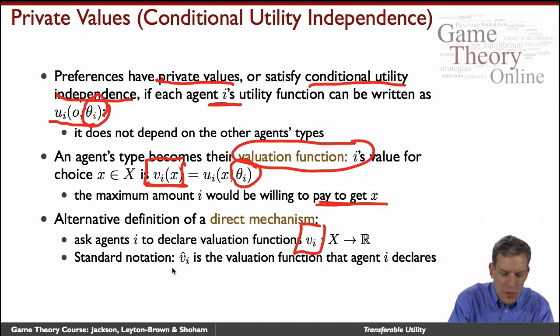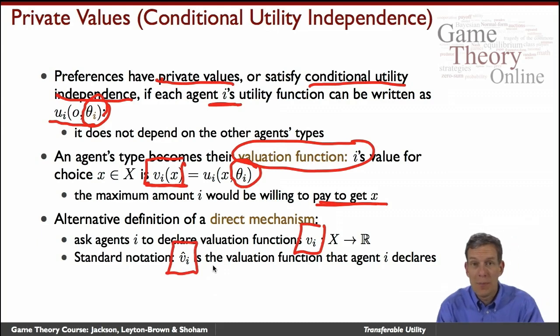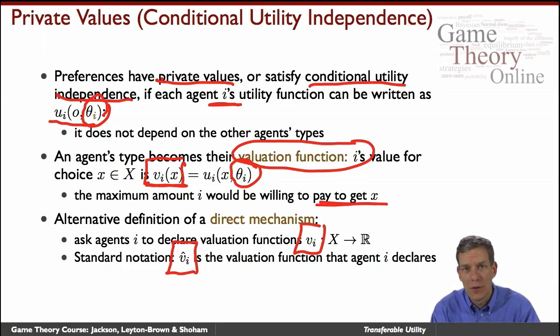And the standard notation we'll use is that people will tell us some v hat i, which might be a lie. I mean, dominant strategy mechanisms might not always exist. It could be that people are going to tell us some alternative valuation function instead of the true valuation function. And so we can look at when it is that they're going to want to tell us their true valuation function. So now we ask people, how do you value these different alternatives?